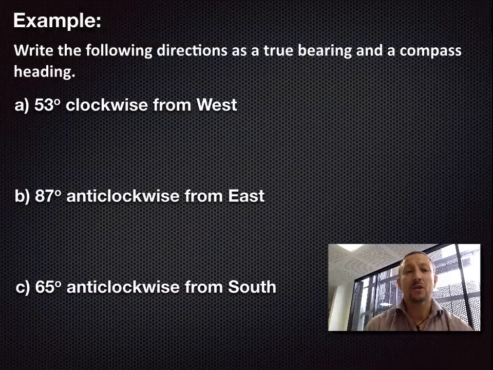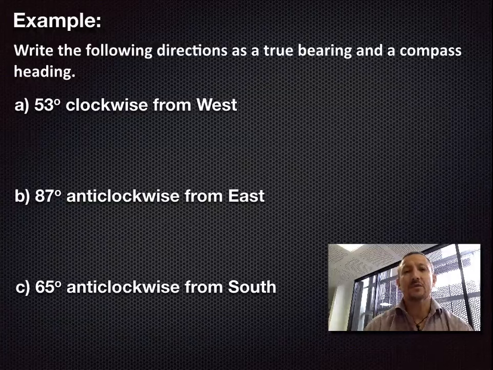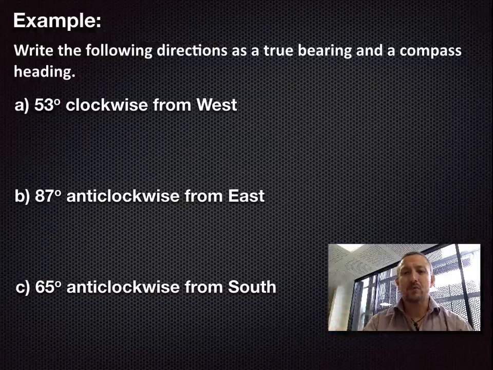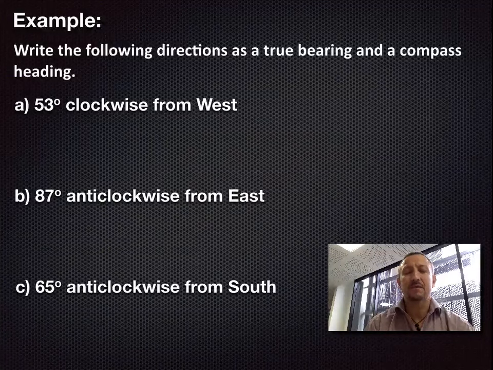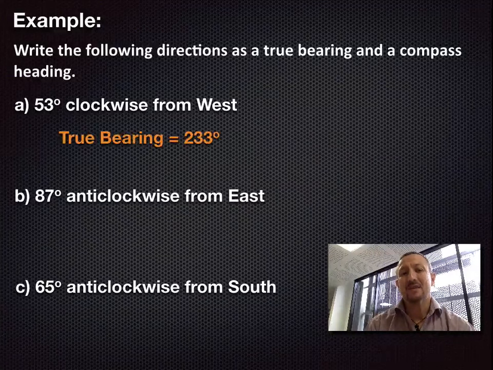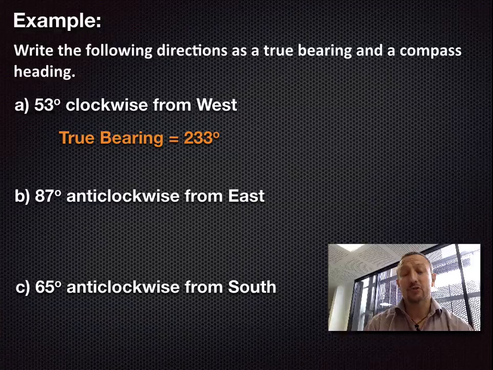53 degrees clockwise from west. So I'm moving towards a northerly direction. Now I've already gone all the way from north, all the way around, 3/4 of a circle, which is 270 degrees, and then I've gone a further 53. So I do 270 plus 53, which gives me a true bearing of 323 degrees.